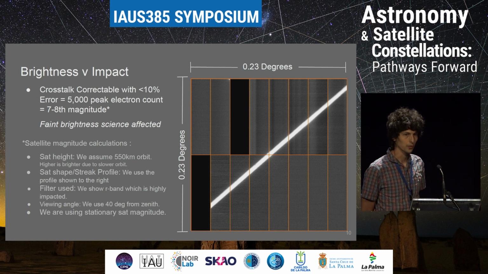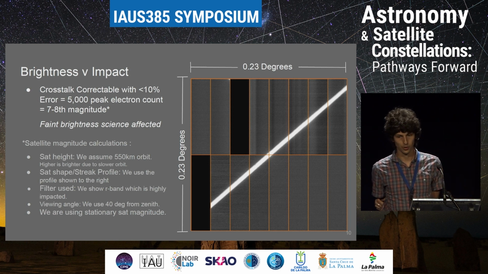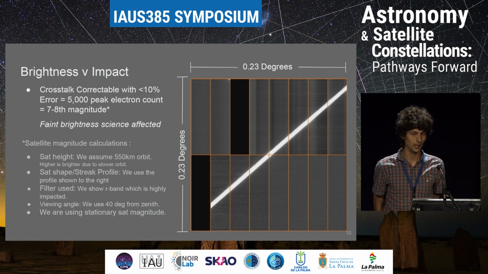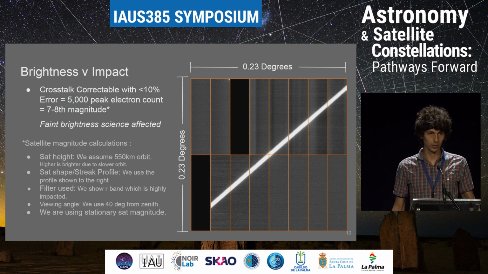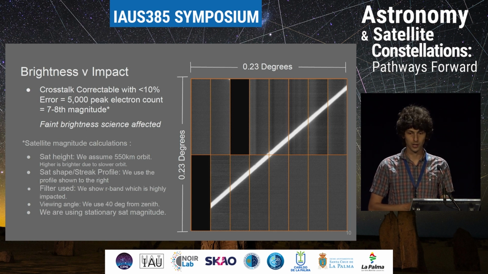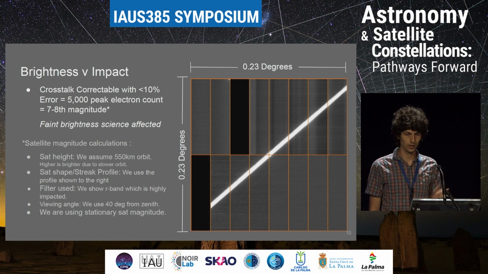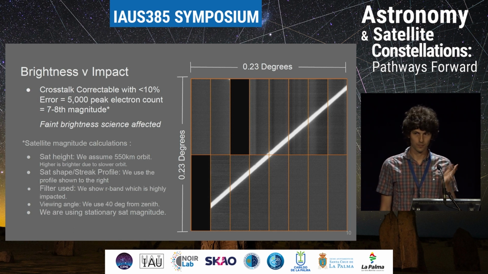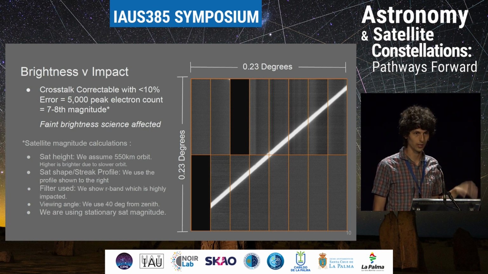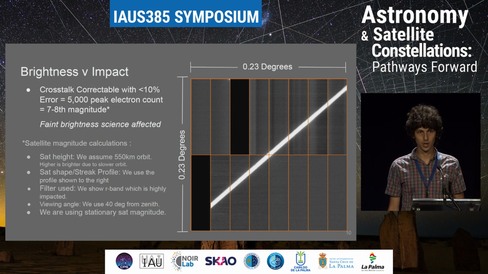So now instead of number versus impact, I want to talk about how the brightness of the satellite scales with the impact. We're going to first say what we want, the error on our system, and then say how bright that means the satellite is. So if we want to be able to correct crosstalk, let's say, to less than 10% error, that means we need a peak streak brightness of no more than 5,000 peak electron count, which is somewhere in the 7th to 8th magnitude range. This calculation is dependent on a lot of things I put up there, which I don't have time to go over, but if you want to look at the slides online, you can read more about that.